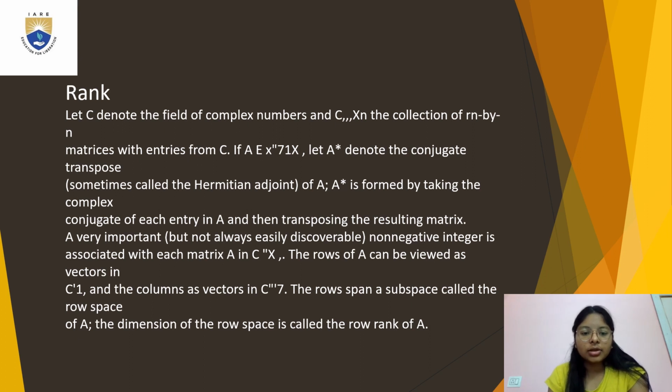A very important but not always easily discoverable non-negative integer is associated with each matrix A in C^(m×n). The rows of A can be viewed as vectors in C^(1×n) and the columns as vectors in C^(m×1). The rows span a subspace called the row space of A. The dimension of the row space is called the row rank of A.